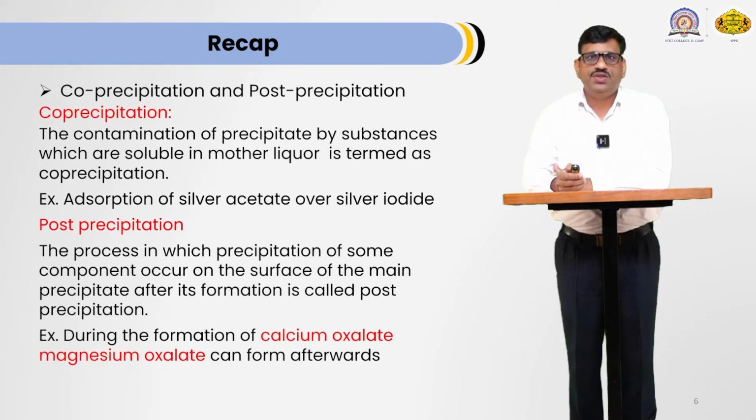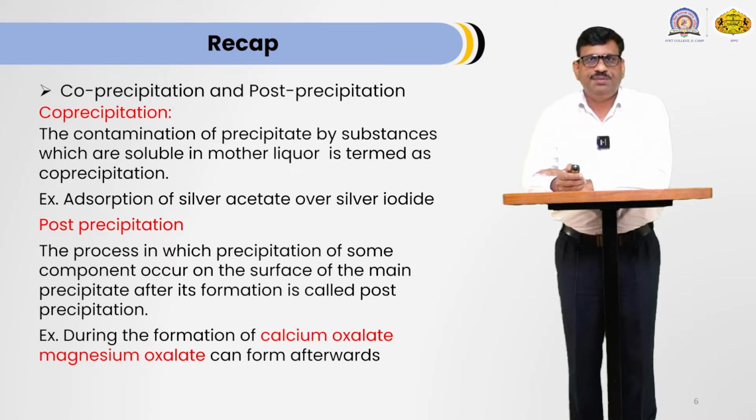During last lecture, we have discussed co-precipitation and post-precipitation. Co-precipitation is the contamination of precipitate by the substances which are soluble in mother liquor. For example, adsorption of silver acetate over silver iodide is an example of co-precipitation. In co-precipitation, the impurities are soluble in mother liquor, but when precipitation takes place, they precipitate along with the main precipitate, and that is called co-precipitation.